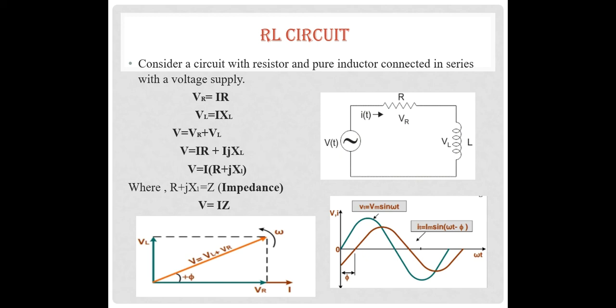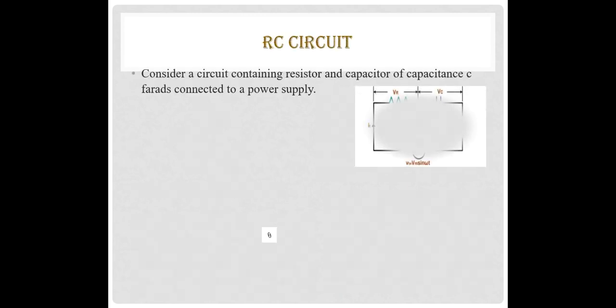In the reference axis we take the current, and the voltage VR is in phase with it, because in a resistive circuit voltage and current are in phase. VL is 90 degrees with respect to I. According to the parallelogram law of vectors, we complete the parallelogram and draw the resultant. Next we are going to discuss the RC circuit.